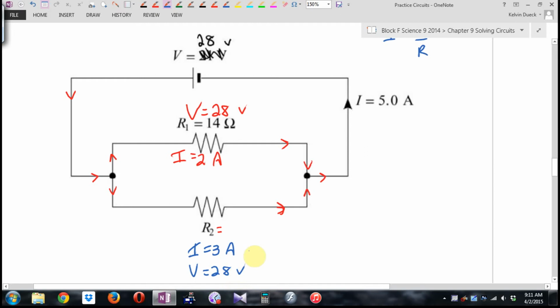That's enough for me to figure out the resistance. Please tell me there's an equation that has the R by itself and a V and an I in it. There is. R equals V over I. Right? Good. Do that on your calculator. V, 28, divided by I, 3. What do you get? 9.3. I'll put a box around that.